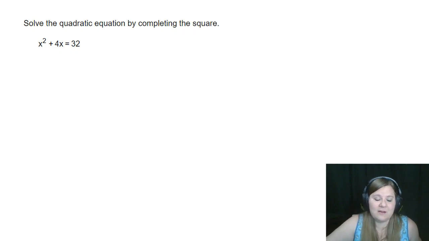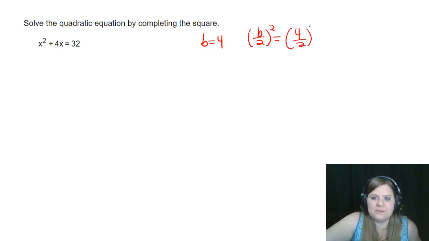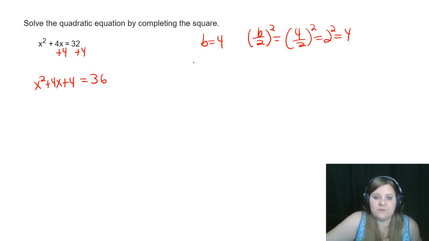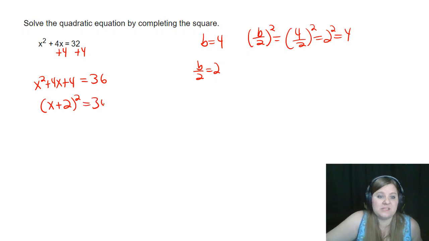So to complete the square, I need to find my b value, which is 4. I'm going to divide it by 2 and square it. So that's 4 divided by 2 squared, which is 2 squared, which is 4. So I'm going to add 4 to both sides. That gives me x squared plus 4x plus 4 equals 36. Now if b equals 4, we know b divided by 2 is 2. That lets us know that this is x plus 2 squared equals 36.